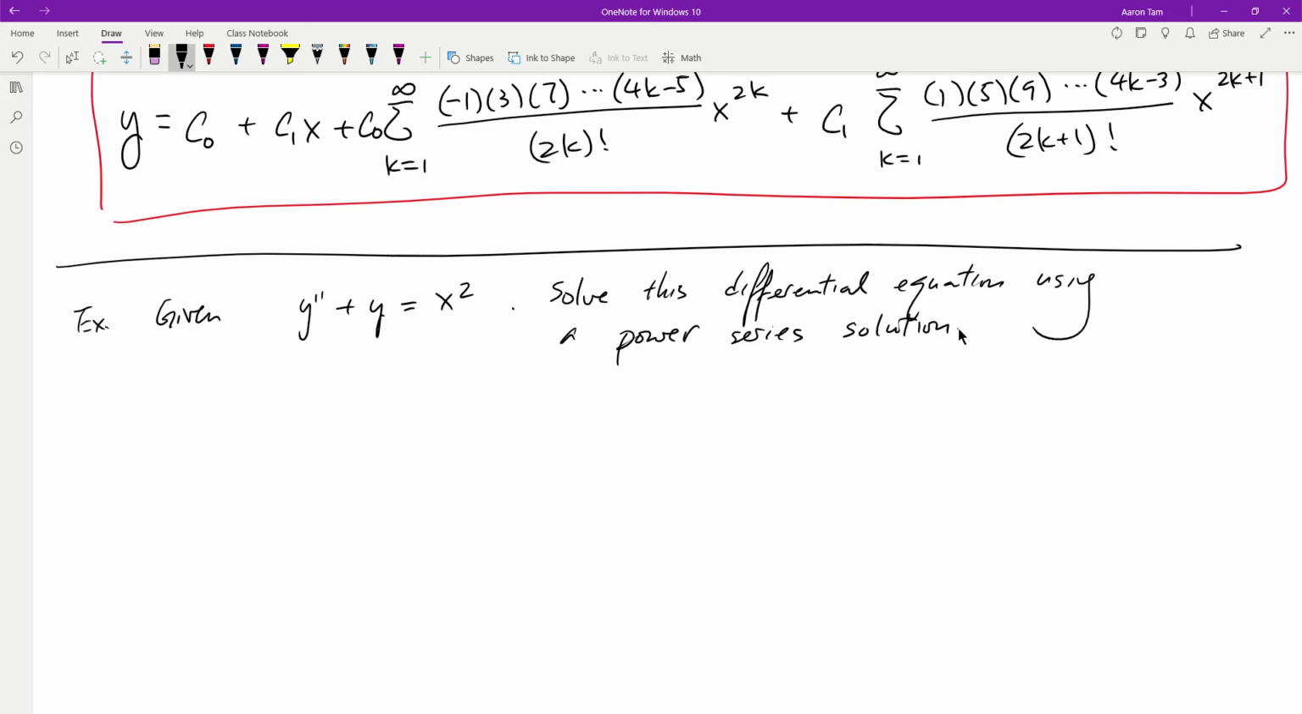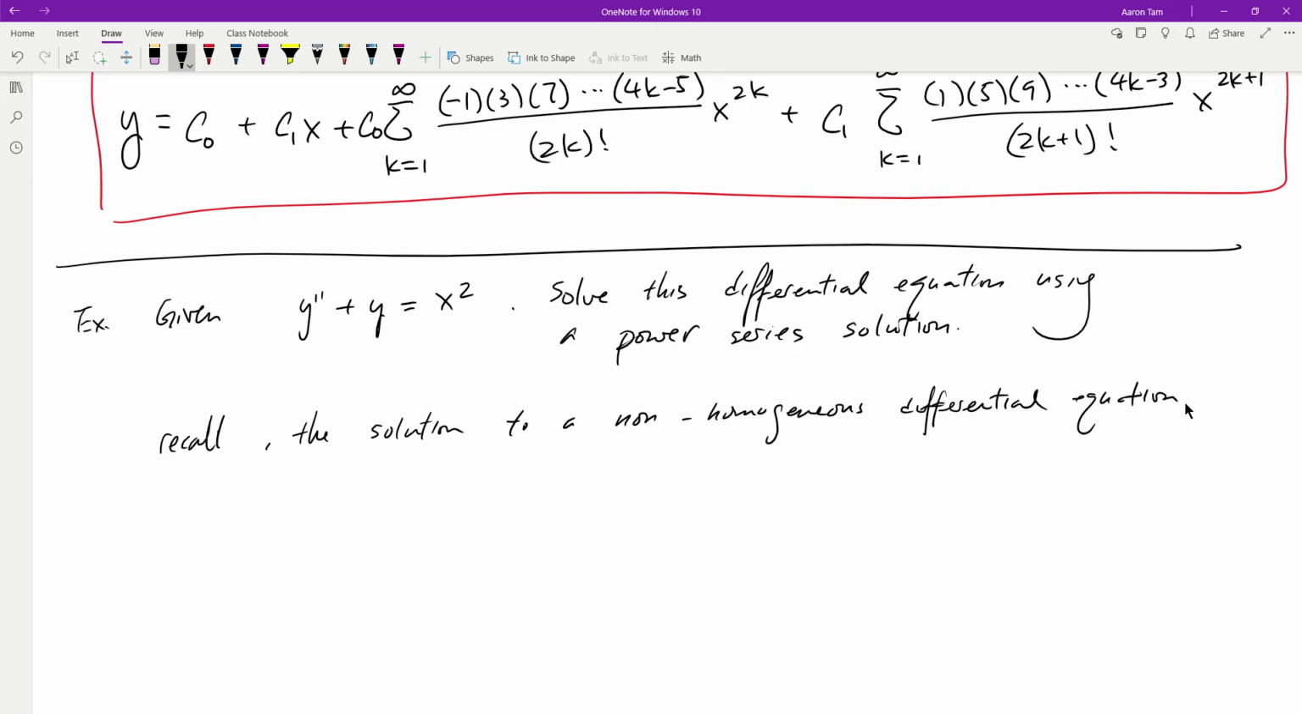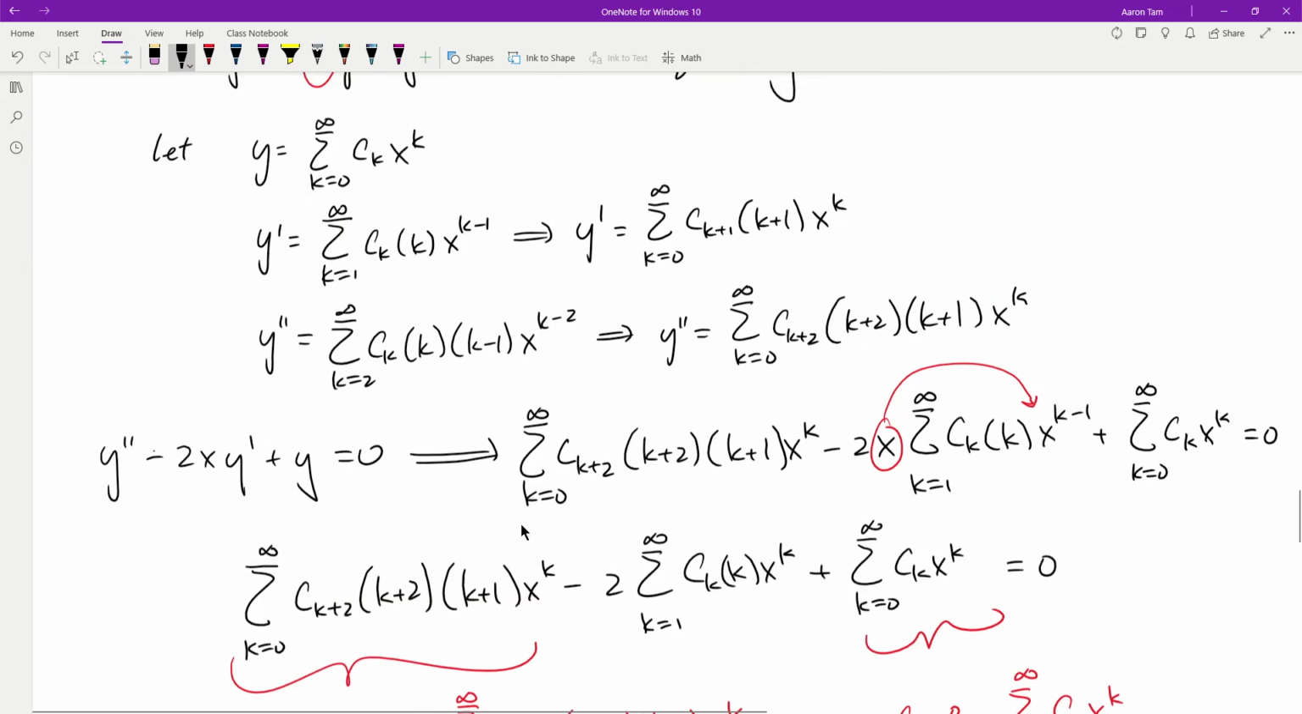Now, if you think about it, we already know part of the solution that we need. Why? Remember, the solution to a non-homogeneous differential equation is always in this form: y equal to y sub h plus y sub p. And we already know y sub h because we did that already, so I'm not going to redo the same thing. Let's just look it up.